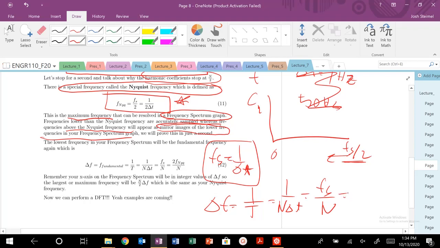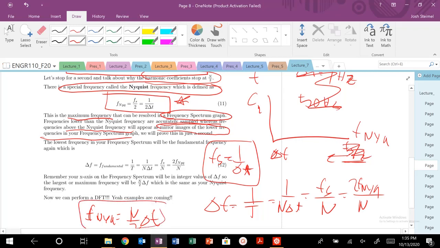We can also rewrite our delta f in terms of our Nyquist frequency, which is just f sub s over 2. So my delta f is equal to 2 times f Nyquist divided by N. Our frequency spectrum graph, additionally, we always plot in terms of delta f. So our maximum frequency, our f Nyquist, is going to be what? We can rewrite our f Nyquist as equal to N over 2 times delta f. Again, that's exactly the limits that we just put.